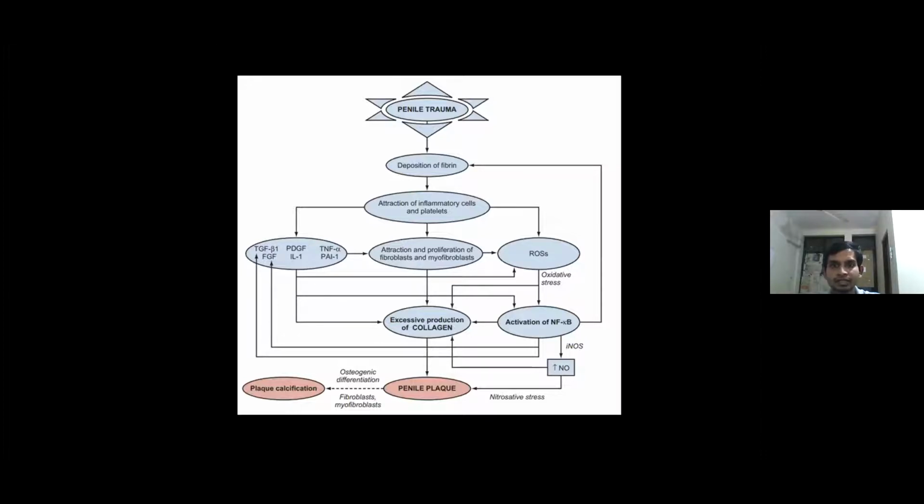Etiology-wise, they describe penile trauma as the cause of Peyronie's disease. It affects people who are susceptible to Peyronie's disease. In normal trauma, the normal healing mechanism has inflammation, proliferation, and remodeling. But these patients have an abnormal remodeling process, so it causes excessive production of collagen, which leads to a penile plaque.